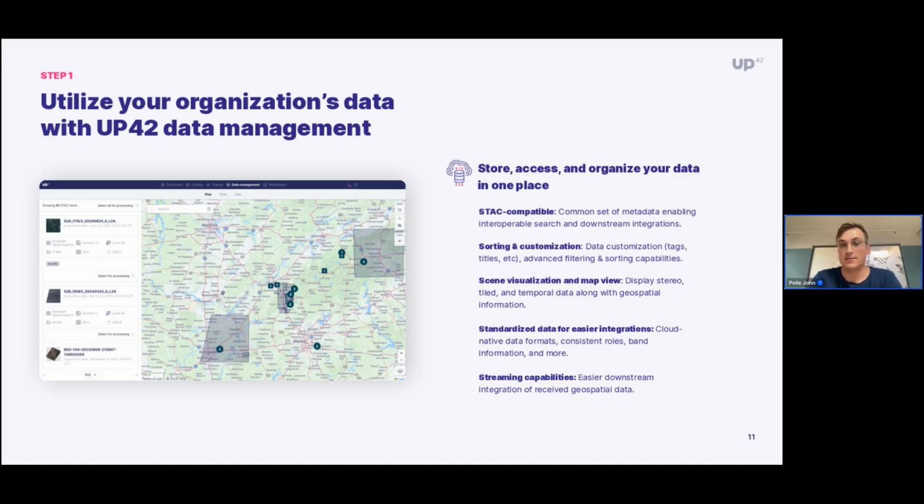The second part is some sorting and customization. You have the ability to give tags, give the scenes specific titles, and apply them to specific projects, and also enable advanced filtering and sorting capabilities. These tags come in very handy because your orders and transactions are also in your transaction history, so basically your budget management. You can apply these scenes and orders to specific projects and have better budget management at the end of the day, making sure that you are on time and on budget for your geospatial needs.